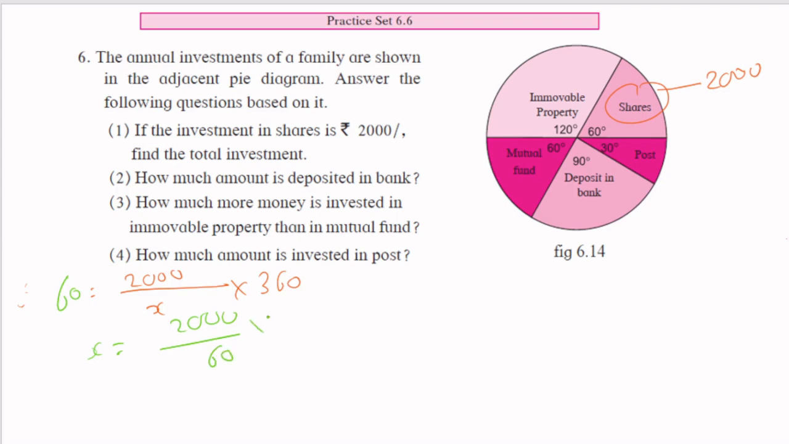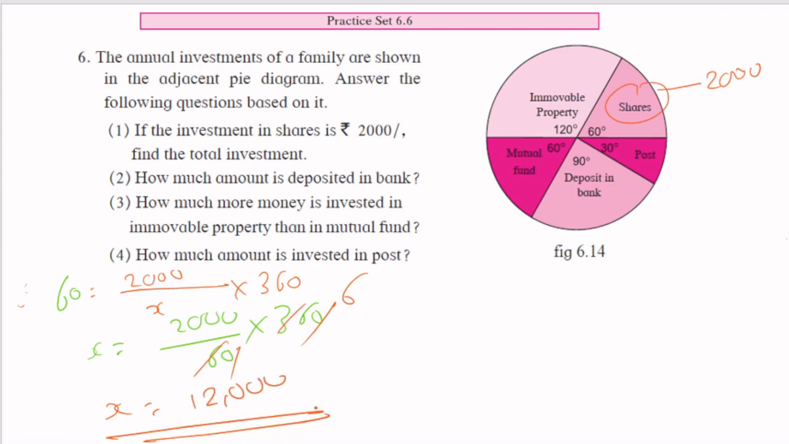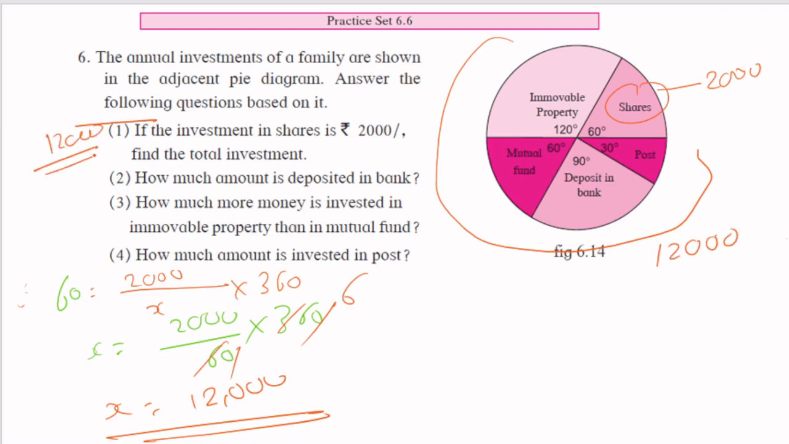Now 60 will come to the right hand side. Go to the denominator, 360. Now see what we can cancel. 0 for sure, 6 for sure. Remaining is 2000 into 6, that is 12,000. So 12,000 is the total value of this diagram, and this is your answer. Okay, simple. Now let's move to the next question.